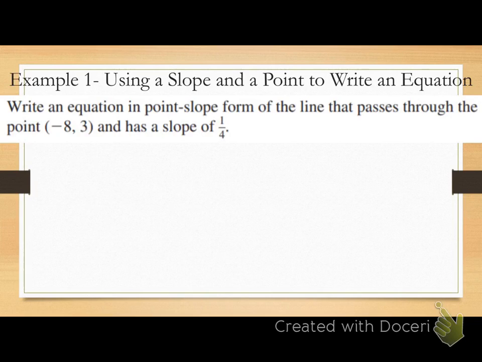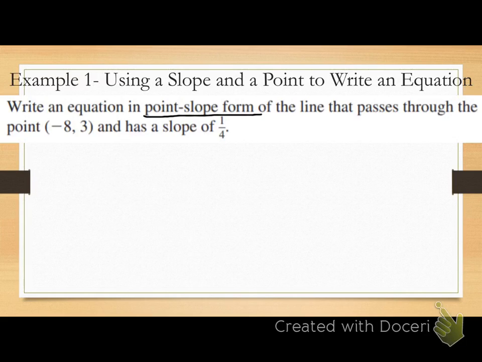Now, I want you to always read the directions carefully. What form does it want our answer in? Point-slope form. Sometimes it might ask for your answer in slope-intercept form, and I'll show you how to get to that from point-slope form in just a second. But for this example, all we have to worry about is point-slope form.